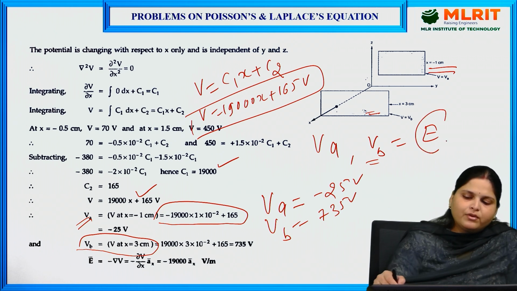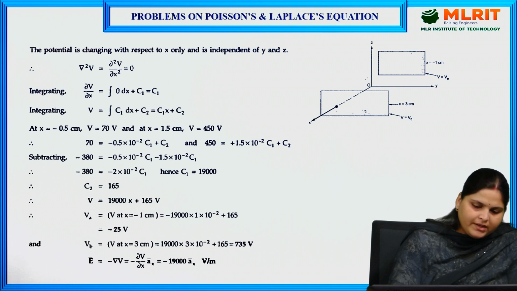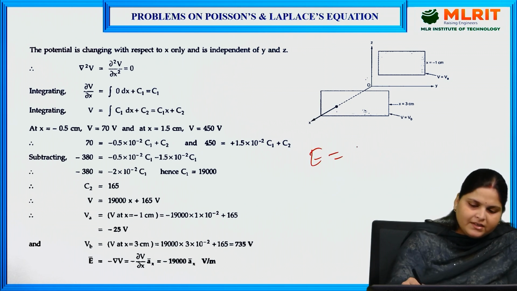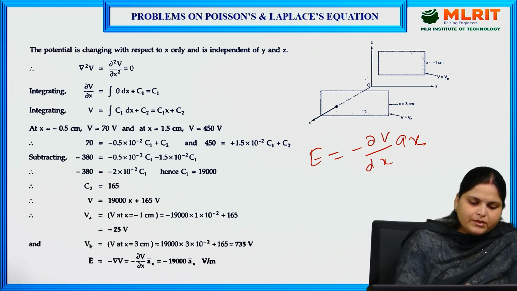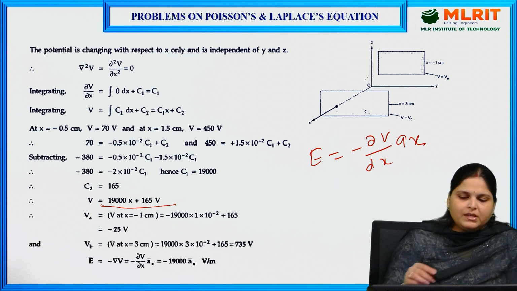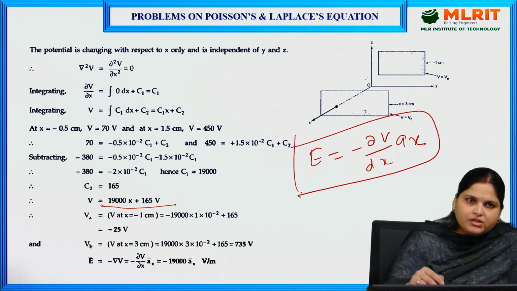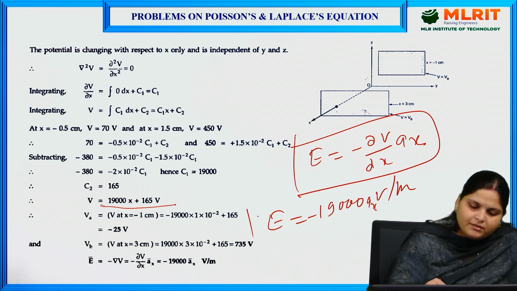Now we have to calculate E also, and we know that E is equal to the negative gradient of V. As V is only in the x coordinate, we can write this as dou V by dou x AX, and as we already have V equals 19,000 x plus 165 volts, when we put it into this equation, we get E equals minus 19,000 AX volt per meter.